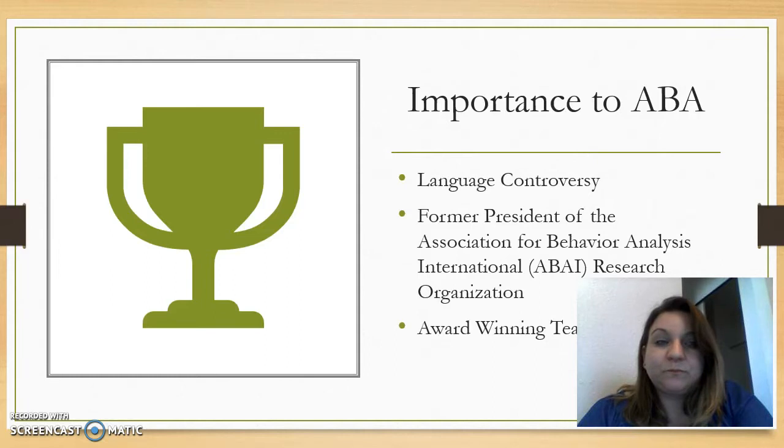Next is, Philip Hineline was a former president of the Association for Behavior Analysis International Research Organization. This is actually really important to me because the field of behavior analysis study that I am viewing for studying human behavior and evaluating it falls under a lot of the research that is done in ABAI.